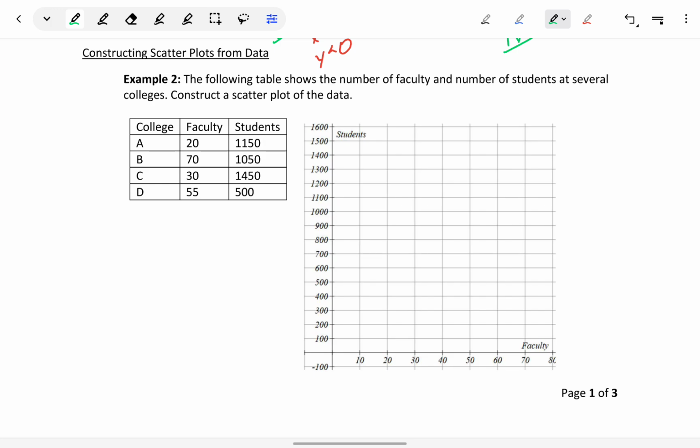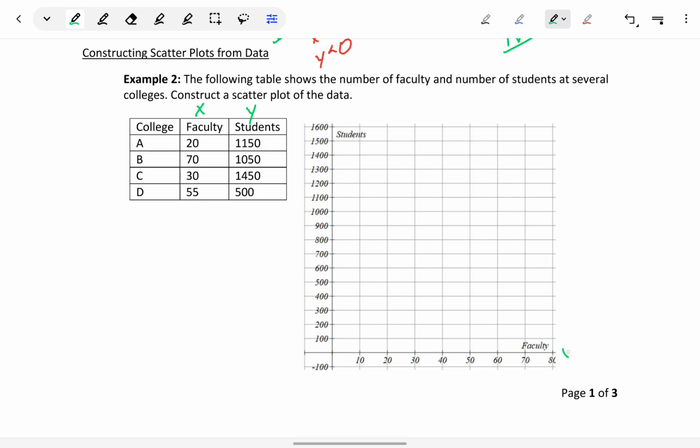So we have some new information here. We're talking about a scatter plot, but we haven't really defined what that is yet. We're given some information with context now. But really what's happening is that all of our values for the number of faculty will just be treated as our x-coordinate, and the number of students at each college will be treated as our y-coordinate.